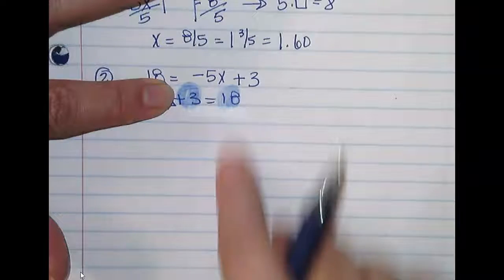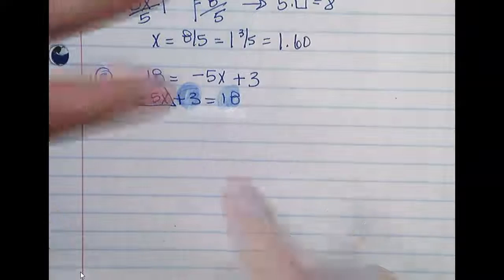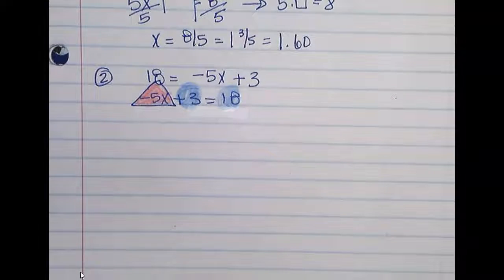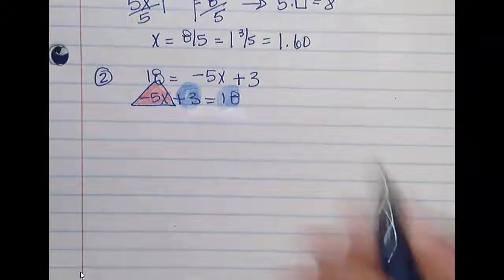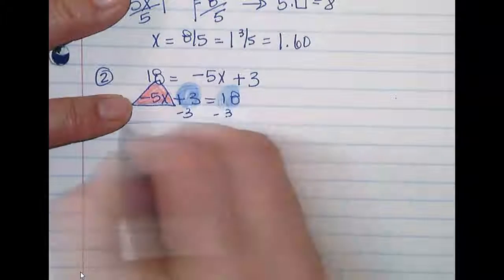Triangles. Who has to be over here only? Circles. So move the circle. Which one? The one in the wrong place. 18's correct. That makes 3 wrong. That's minus 3, minus 3.